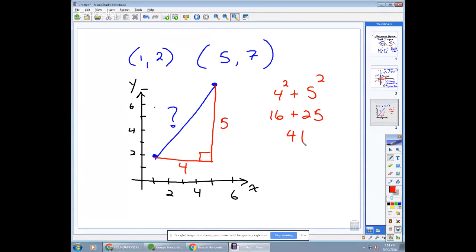What do you think the length is? Square root of 41. Square root of 41. Nice. That's not that bad, is it?